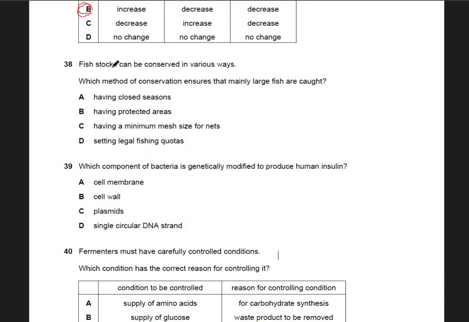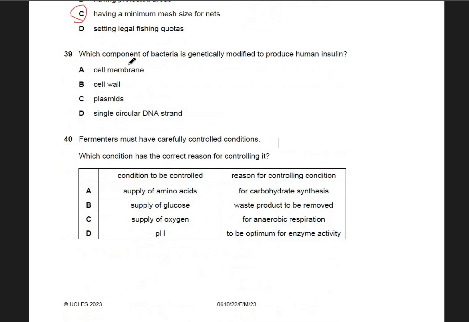Now 38 says fish stocks can be conserved in various ways. Which method of conservation ensures mainly large fish are caught? So to make sure that large fish are caught, we have to use the nets of the minimum mesh size. So this is option C. Question 39 says, which component of bacteria is genetically modified to produce human insulin? So bacteria carry the plasmid, which is a circular DNA, right? So the plasmids are modified in order to produce a recombinant plasmid and to produce human insulin.